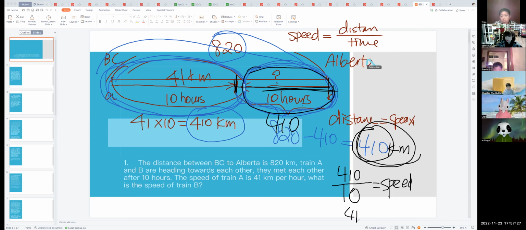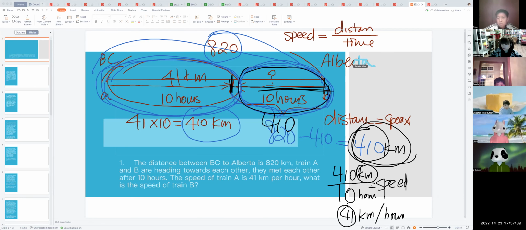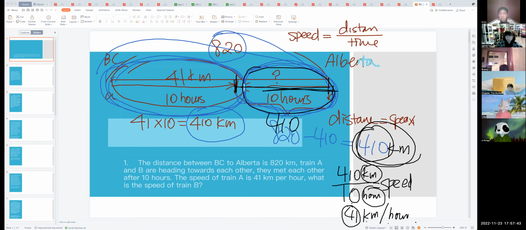41, okay? So it's 41 kilometers per hour, because that's kilometer, that's hour. So it's 410 divided by 10 equals 41. Kilometer divided by hour equals kilometer per hour. Get it? 一个都不能少啊，单位不能少. Understand everybody? Okay, so that's how we get it.